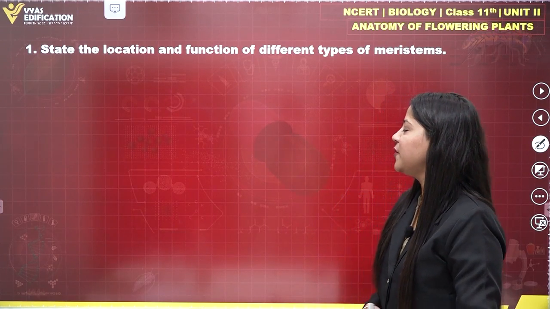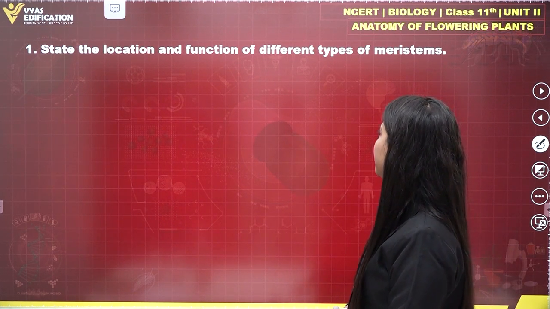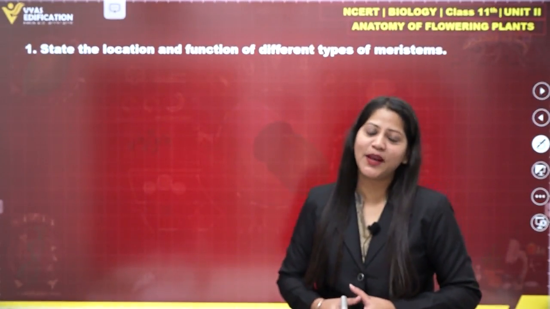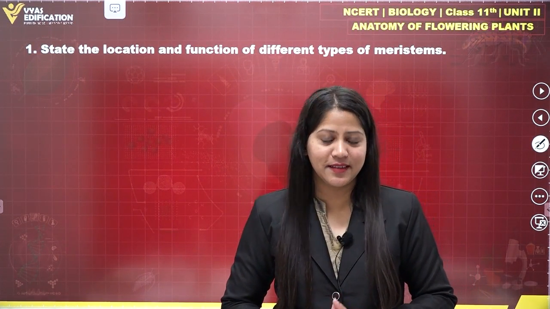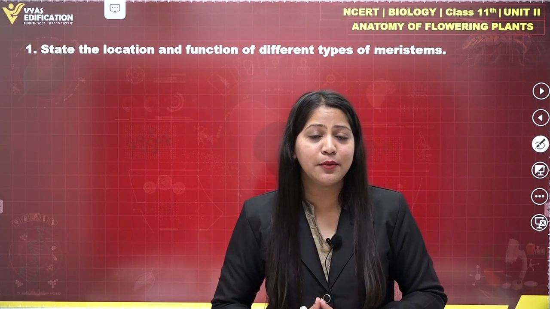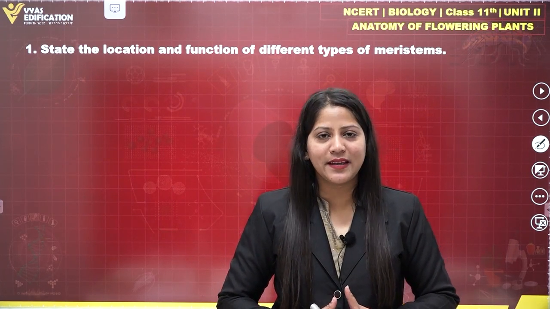So the very first question we have on the screen is: state the location and functions of different types of meristems. So we have to state the location as well as the functions of different types of meristems. Basically we have three types of meristems, that is apical meristem, intercalary meristem and lateral meristem.